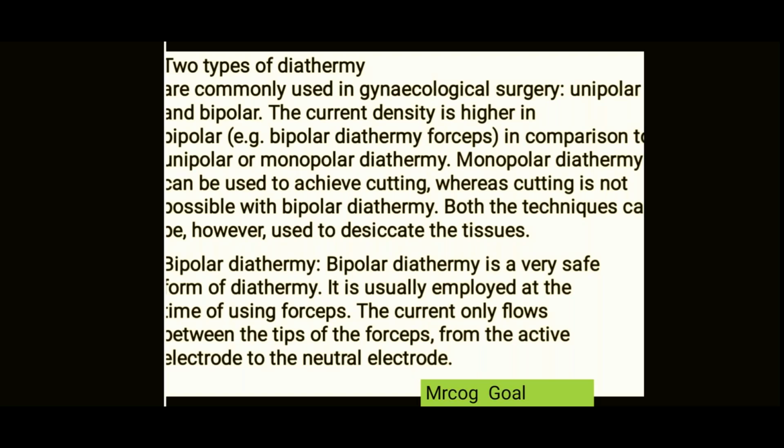Both the techniques are used basically to desiccate the tissues. Now, bipolar is very safe. It is usually employed at the time of using the forceps. In this diathermy, the current flows between the two forceps tips, right? And that is why there is no involvement of the patient. Whereas in monopolar, you have to apply the patient pad, through which the current passes through the patient and goes out to the pad, and that is why the patient is at risk here.